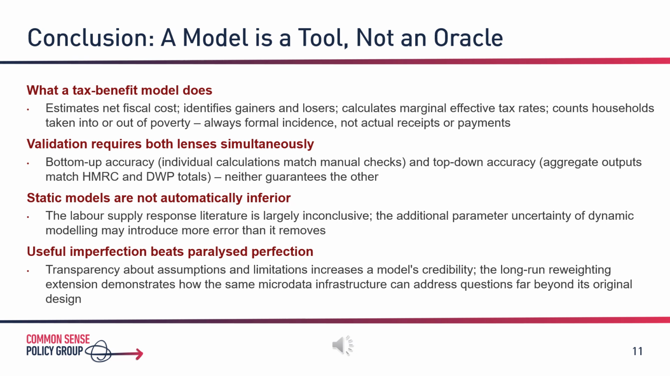The third thread is the distributional accuracy paradox. The alcohol and tobacco correction is the clearest example. Multiplying recorded spending by a grossing factor to match customs data improves aggregate revenue prediction. But if the true explanation for the gap is undersampling of heavy drinkers rather than understatement by survey participants, the correction makes distributional analysis worse.